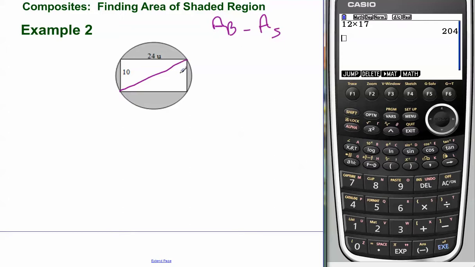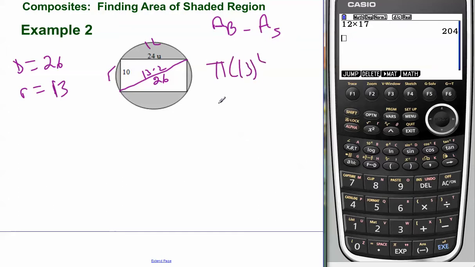We want to find this diagonal right here. And guess what? That's a squared plus b squared equals c squared. 10 squared plus 24 squared is equal to c squared. Well, that's a 5, 12, 13 triple with a scale factor of 2. So this thing is 26. So the diameter is equal to 26. That means my radius is equal to 13. Now, pi r squared is the area of the big. So pi times 13 squared. So that's 169 pi is the area of the big.